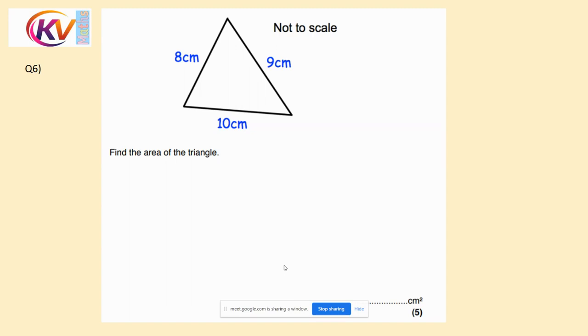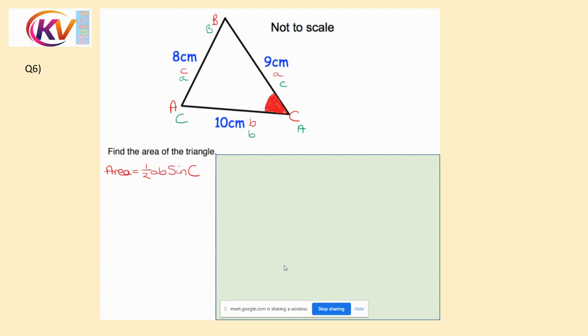First thing then, the question says find the area of a triangle. Can I use half base times height? Nope. I know the base, but I don't know the height. If I want to work out the height, I'm going to have to do a lot of work, so I really don't want to do that. So the formula I want to use is half AB sine C, which means I need to try and work out an angle.